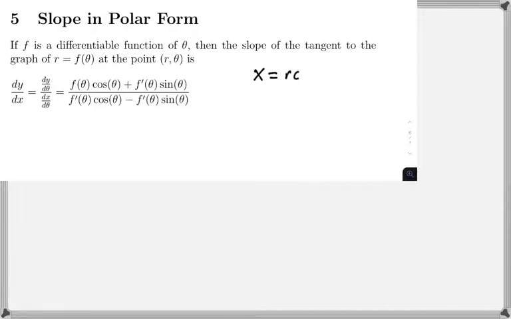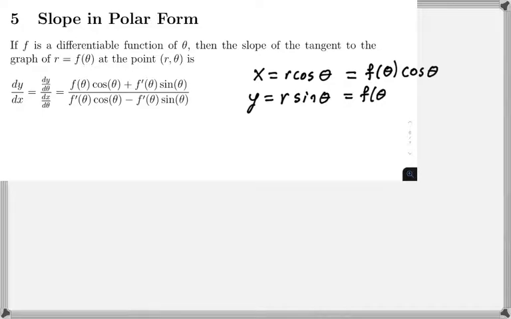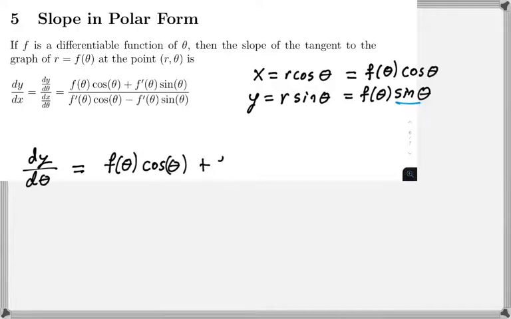Well, x is equal to r cosine of theta and y is equal to r sine of theta. r is f of theta, so x is equal to f of theta cosine theta, and y is equal to f of theta sine of theta. So then dy/d theta is equal to, let's say it's the first function times the derivative of the second, so the derivative of sine would be cosine, plus the derivative of the first, f prime of theta, times the second function, sine of theta.